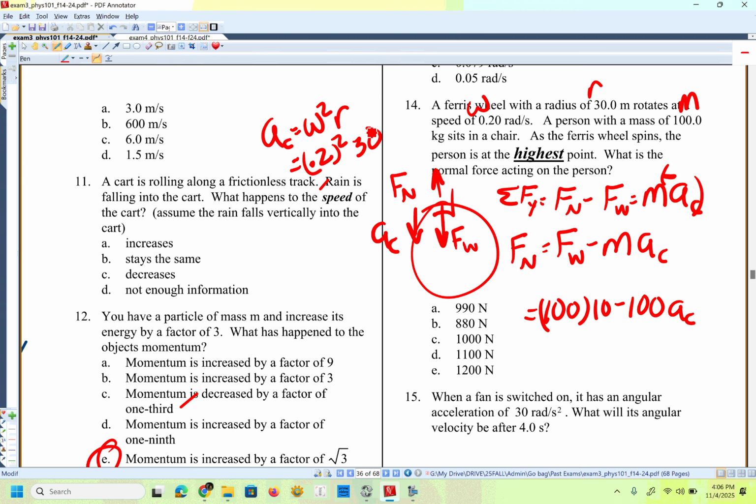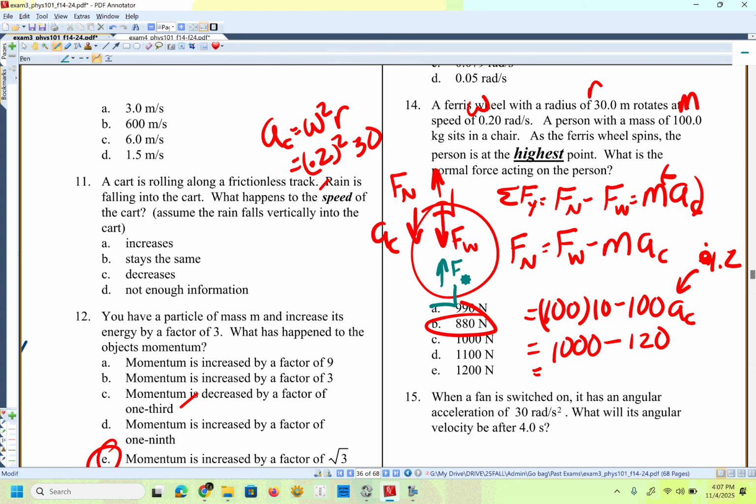Yeah, 1.2. So this is equal to 1.2. And so that's 1,000 minus 120, or 880 is the answer. Notice how this would be different if I were on the bottom. Then if I were on the bottom, it would be a little bit different.